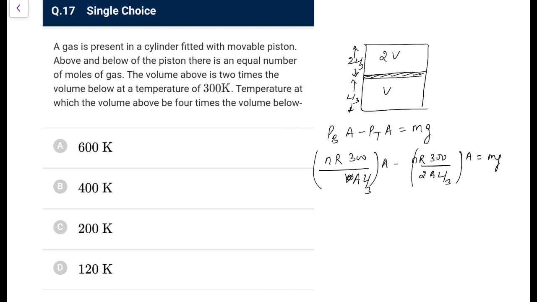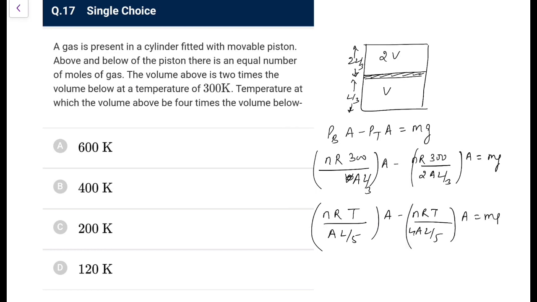So in that particular case, what we can directly say is that this thing should remain the same. The moles would be the same: nRT upon A into the volume above, which is 4 times, so it is A into L by 5, into A minus nRT upon 4AL by 5 into A, that would be equal to mg. That is what we can say. So it's better that we divide, or equate both the sides, that would be a better thing.